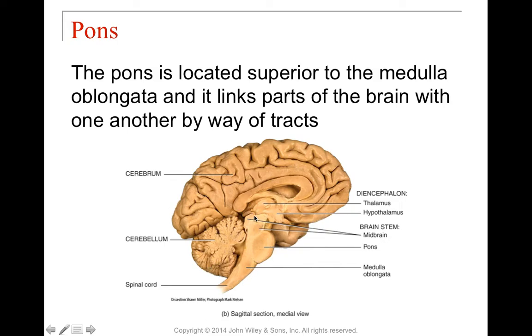So here's what the medulla oblongata looks like, going right up into the pons, going right up into the midbrain. All of this is considered to be the brain stem. The major regions include the brain stem, the cerebellum, the cerebrum, and the diencephalon.